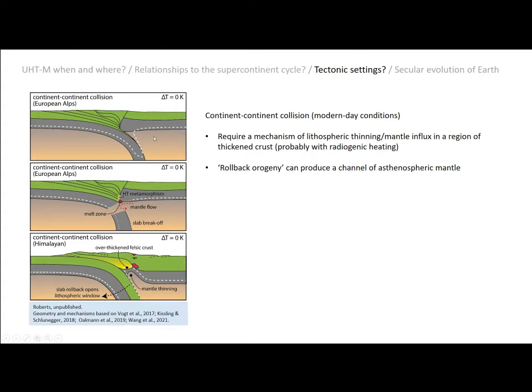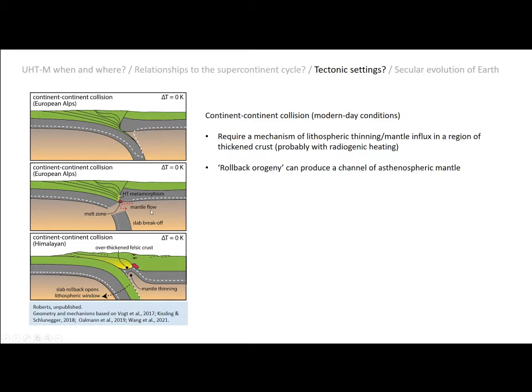Now, in most continent-continent collisions, we've known for quite a long time that temperatures don't get that high. You're going to need a lot of radiogenic heating over a protracted period of time. If you want to increase the temperature on shorter timescales, those relevant to smaller orogens, you need a mechanism for lithospheric thinning, which brings the hotter mantle close to the crust.